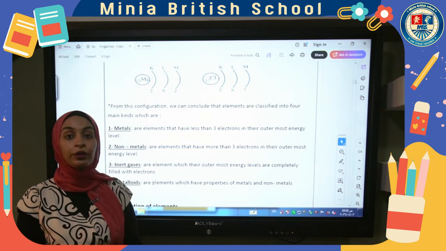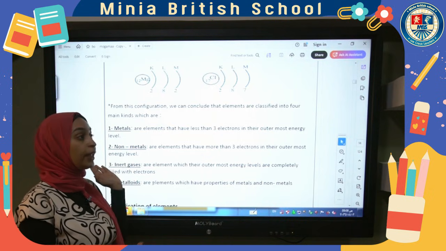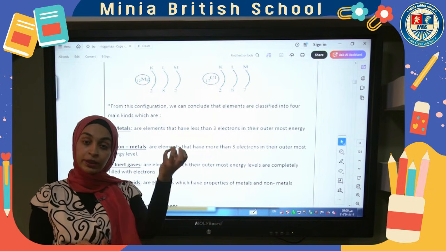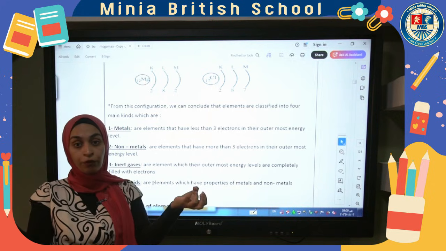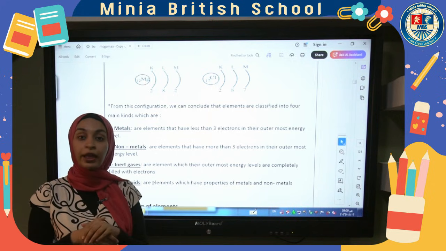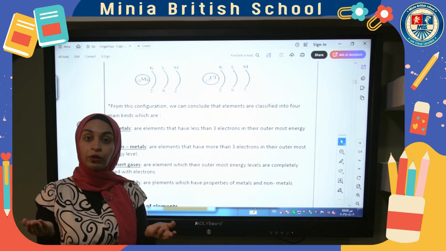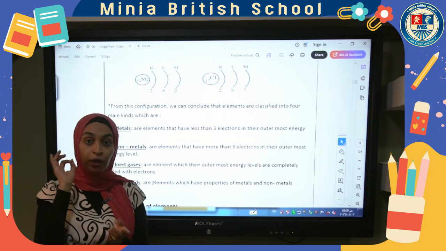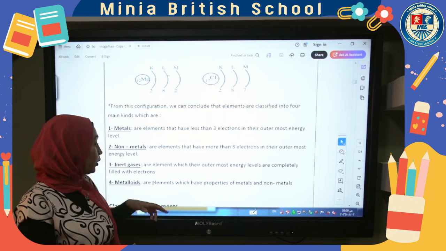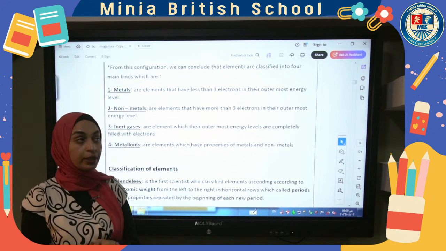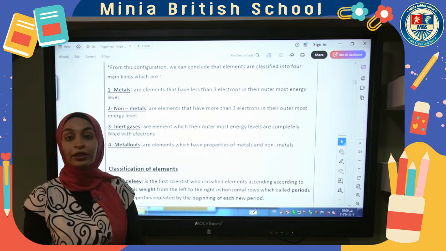The third type of element is called metalloids, and metalloids in grade 7 means they are elements that have the properties of metals and also the properties of non-metals. And I can tell you the names of these metalloids with their symbols because you have to keep all of it. The fourth type of elements is, as we said, the inert gases.